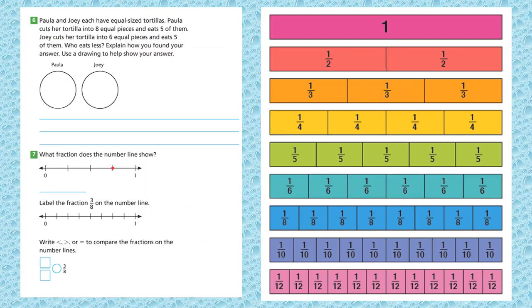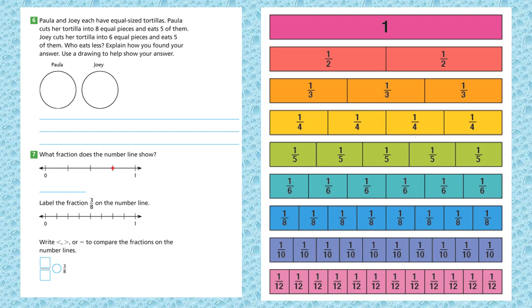How are you doing so far? Let's take a look at the last couple of problems. Paula and Joey each have equal sized tortillas. Paula cuts her tortilla into 8 equal pieces and eats 5 of them. Joey cuts her tortilla into 6 equal pieces and eats 5 of them. Who eats less? Explain how you found your answer. Use a drawing to help show your answer.